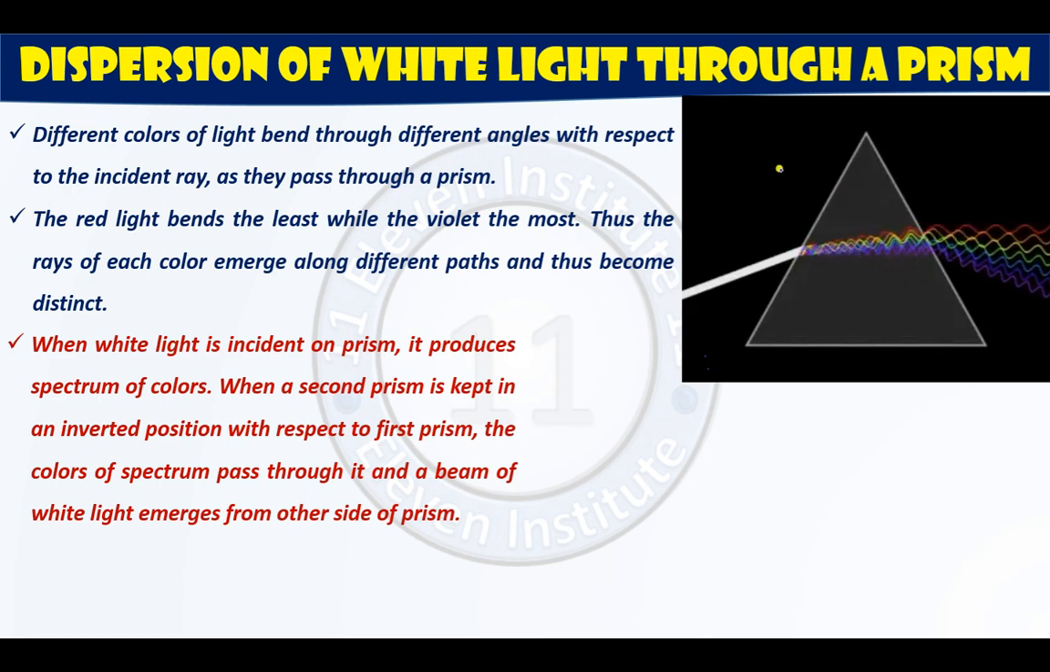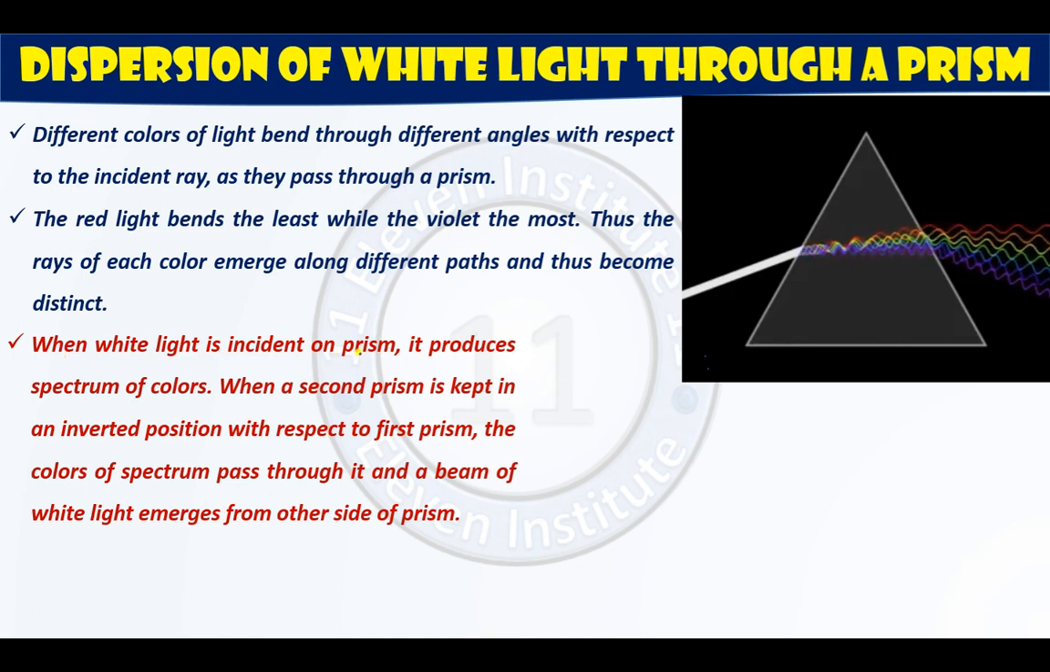The red color is bent the least, while the violet is bent the most, because the wavelength of red light is very much more and wavelength of violet light is less. Right? Here the speed of violet light is more and speed of red light is less. Due to this, there is change in the angle of deviation also. Let us now move ahead.